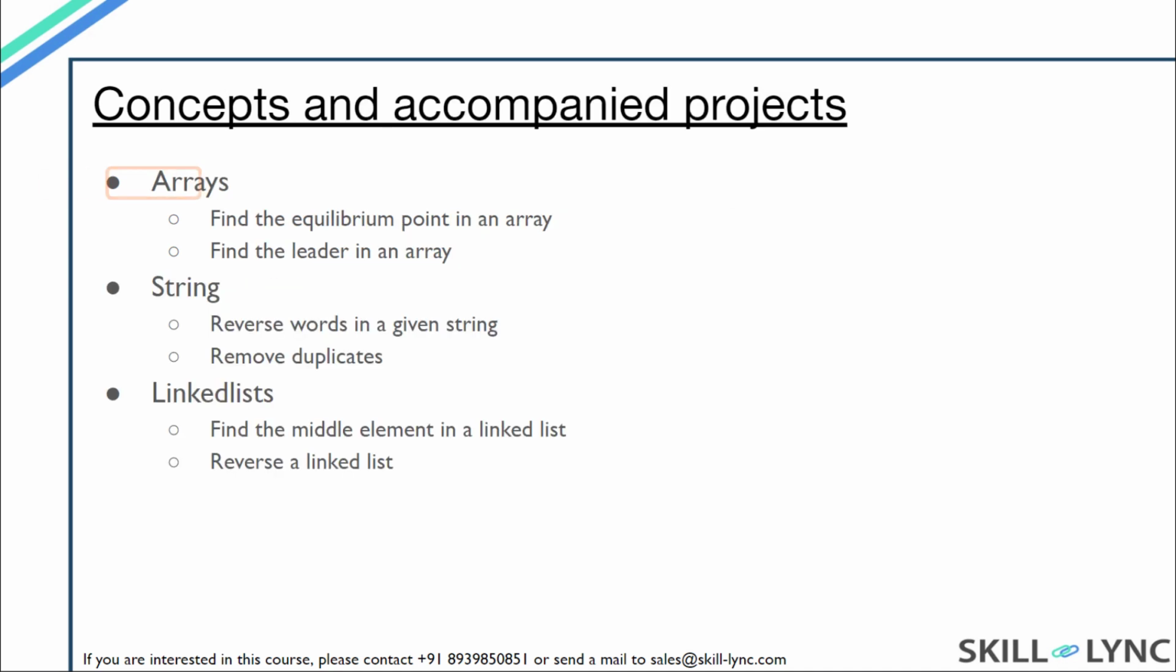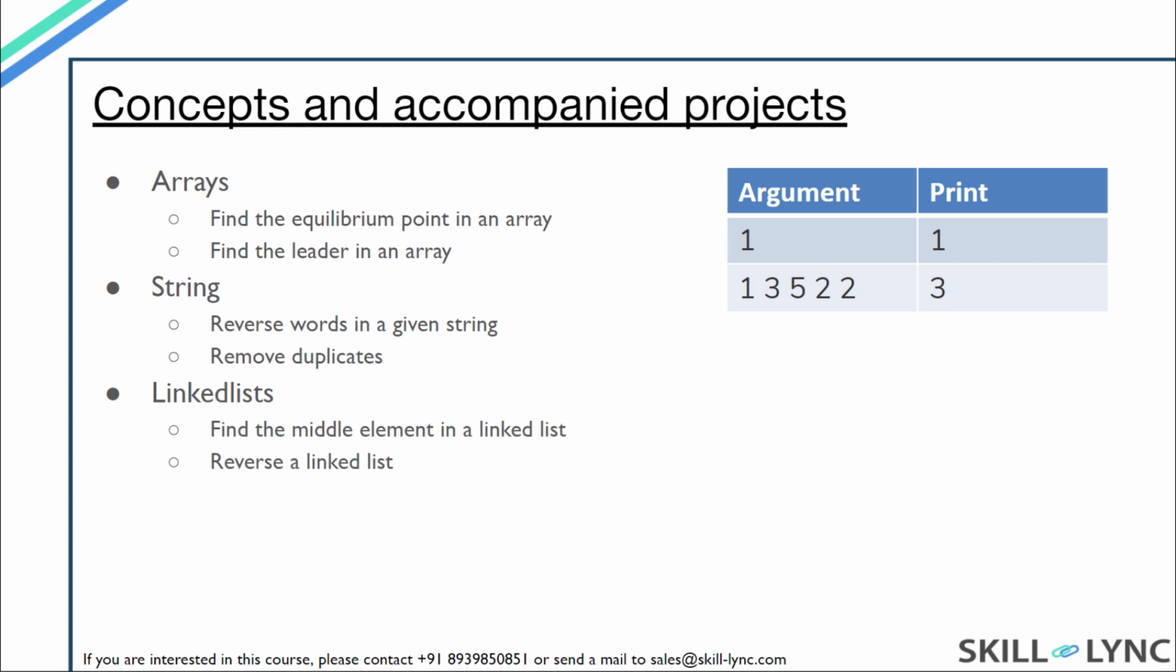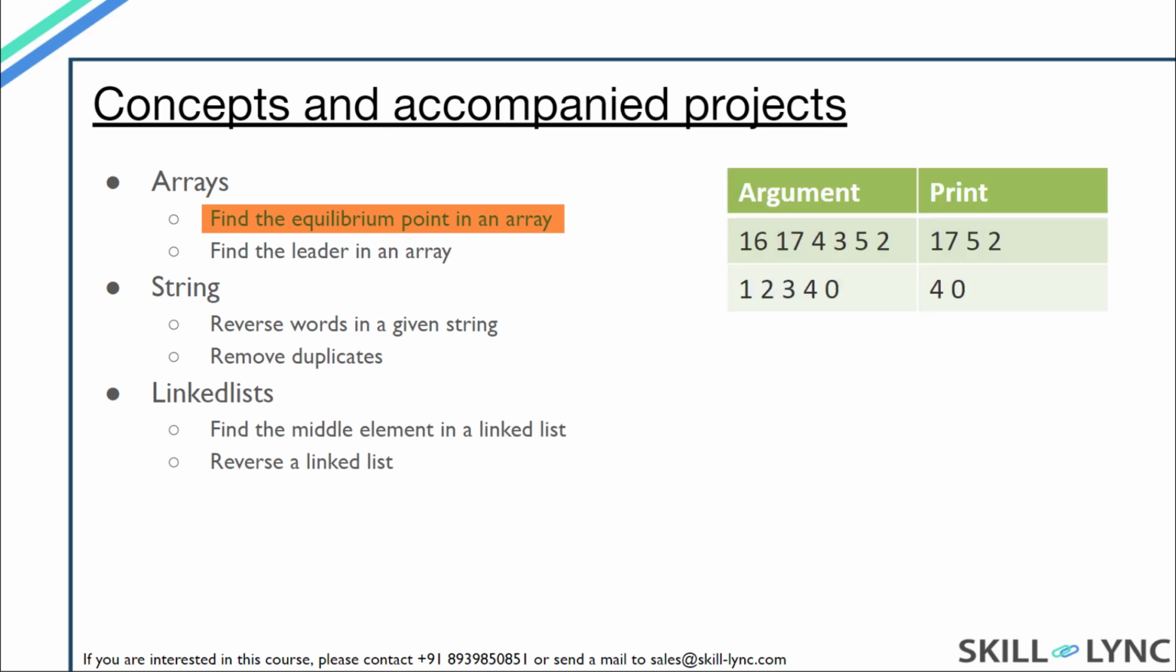The first concept that you will learn in this course is the array. An array is used to store multiple values in a single variable. Regarding arrays, you will be given two problems to solve. The first one is to find the equilibrium point of an array consisting of positive numbers. This means that you have to find the number in the array such that the sum of numbers before it is equal to the sum of numbers after it. The second problem concerning arrays is to find the leader in an array. Here you need to print the largest number when compared to the numbers to the right side.